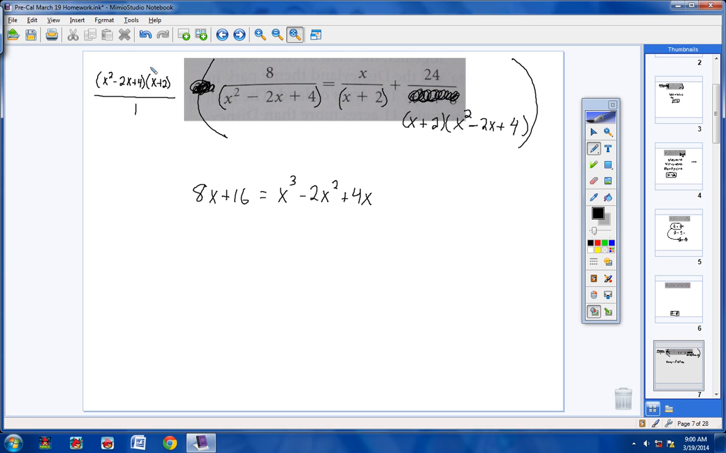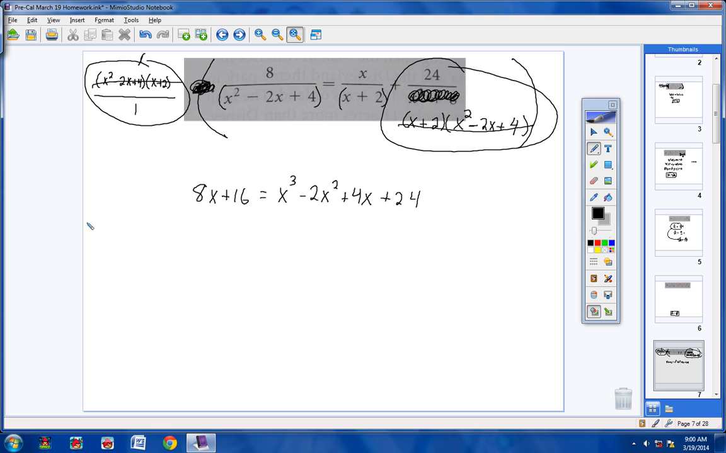And now we take this fraction here times this fraction here. And if we do that correctly, we know that these whole groups will cancel with these whole groups here. So you're left with just 1. So 1 times 24 is 24.